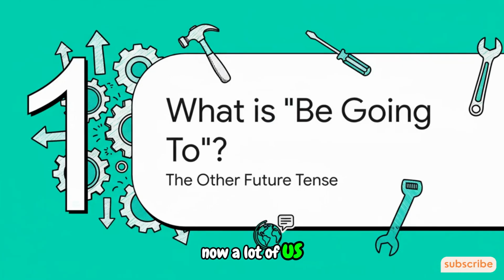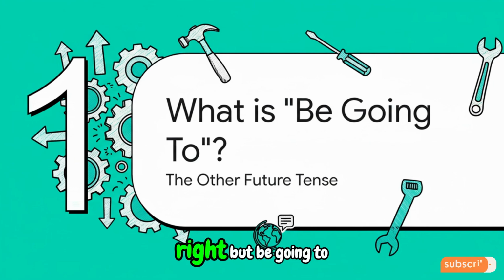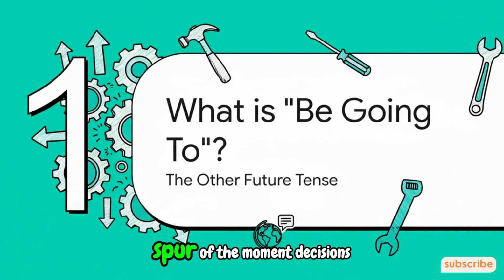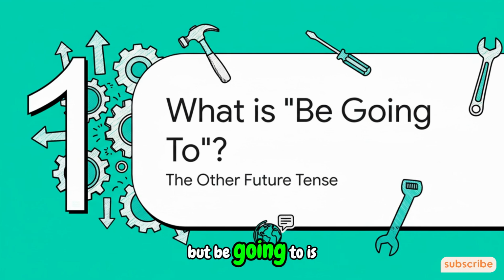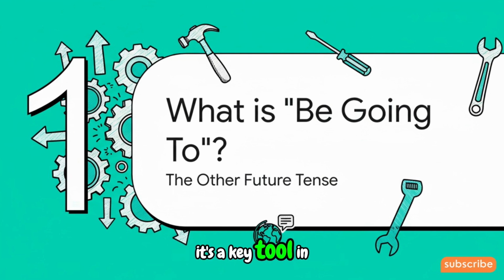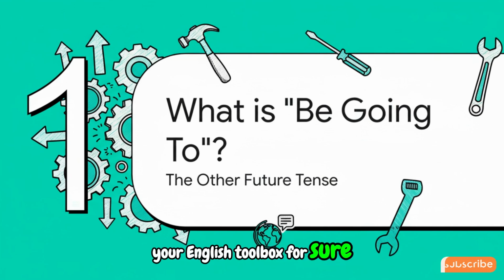Now, a lot of us learn the word will for the future, right? But be going to is just as crucial. The main difference? Will is often for those spur-of-the-moment decisions, but be going to is what you use for plans you've already thought about. It's a key tool in your English toolbox, for sure.